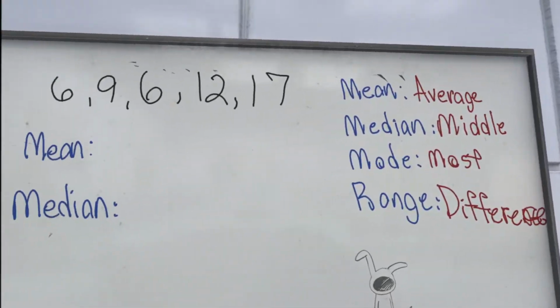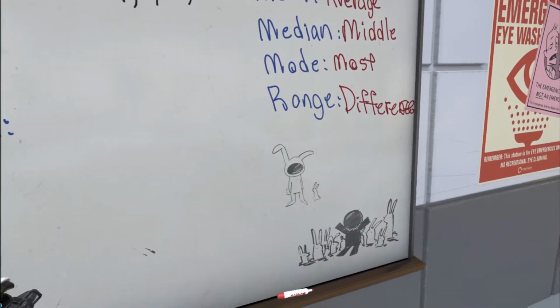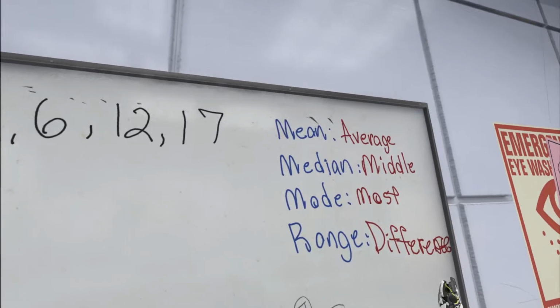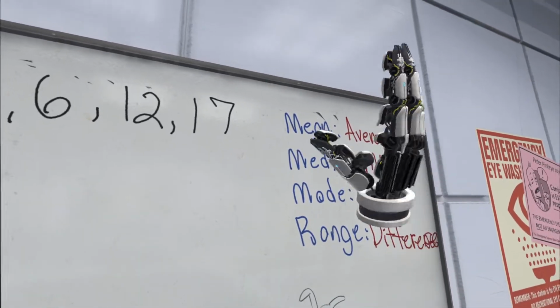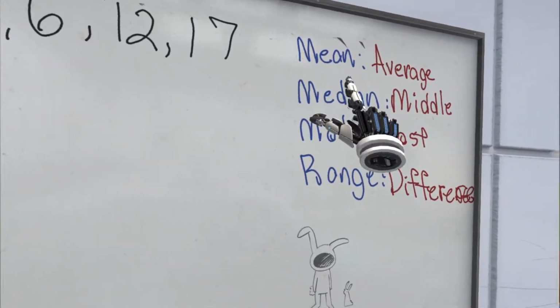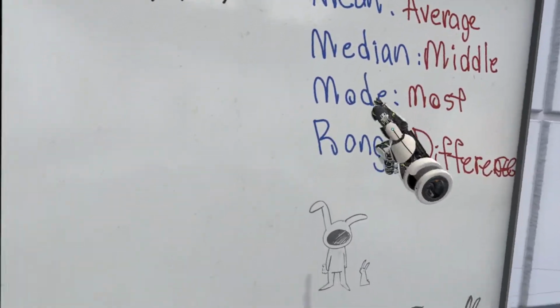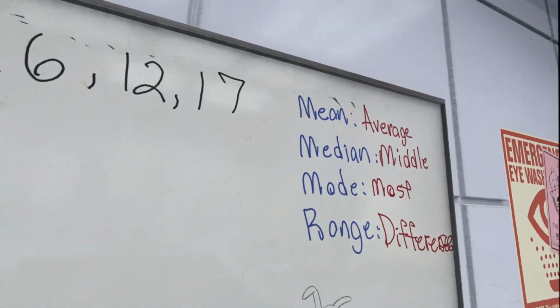So this video is going to be about four things, but we're going to break it down into two parts because it's a lot to cover. We're going to start off this video by going over mean and median. We're also going to go over the definitions of mode and range, but we're not going to solve it for this video. We're just going to go over those definitions.